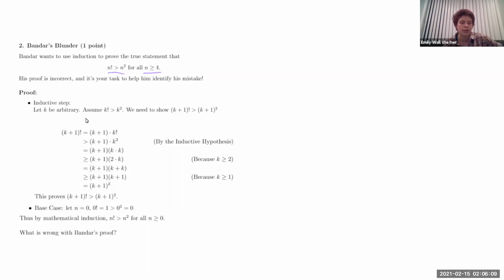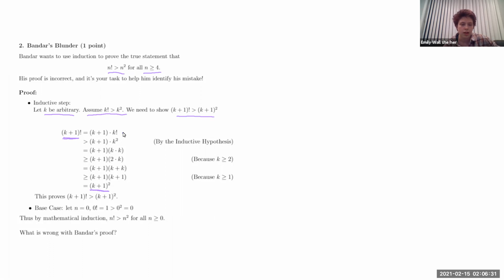Let's see, inductive step assumes P of k is true for an arbitrary k. That's good. And wants to show P of k plus 1. Sounds great. To prove this, starts with one side of what we want to prove, works down to the other. And let's look at some of these steps.